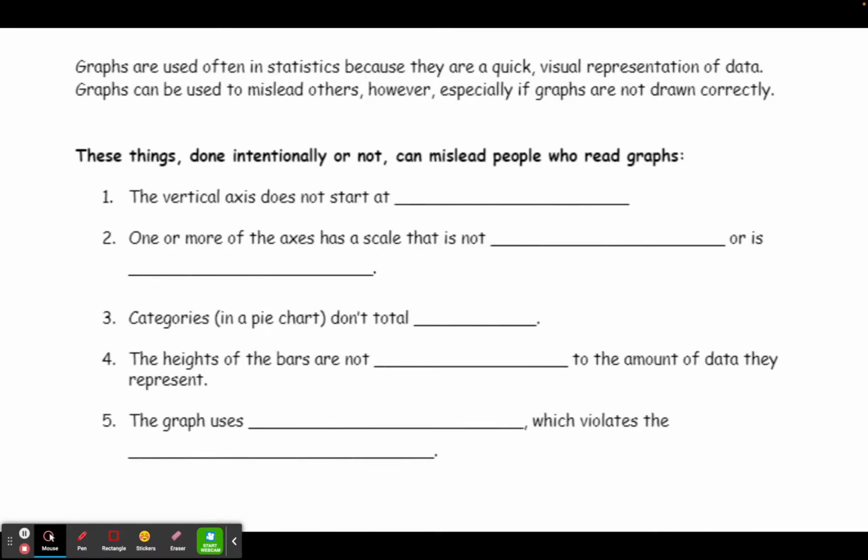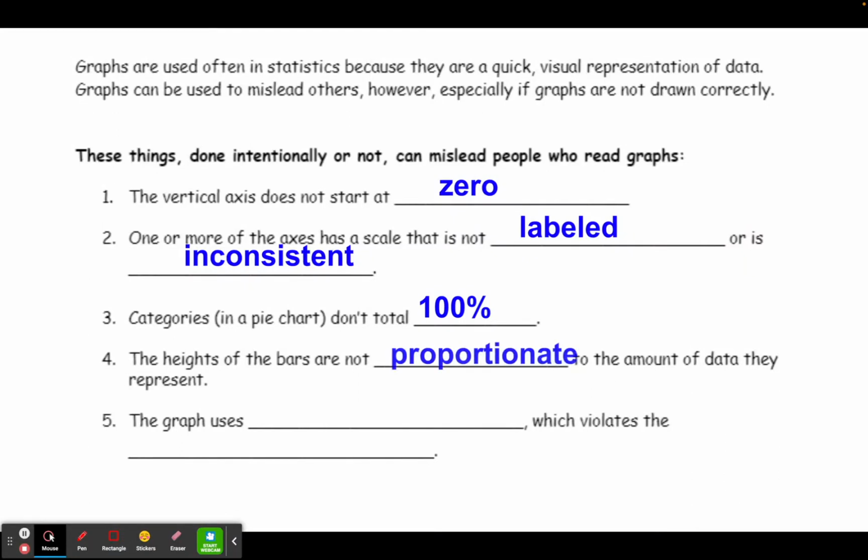Number one, the vertical axis does not start at zero. Number two, one or more of the axes has a scale that is either not labeled or is inconsistent. Number three, categories in a pie chart don't total 100%. Number four, the heights of the bars are not proportional to the amount of data that they represent. And number five, the graph uses pictures or shapes, which violates something called the area principle. And we'll look at some examples of all of these things in this video.